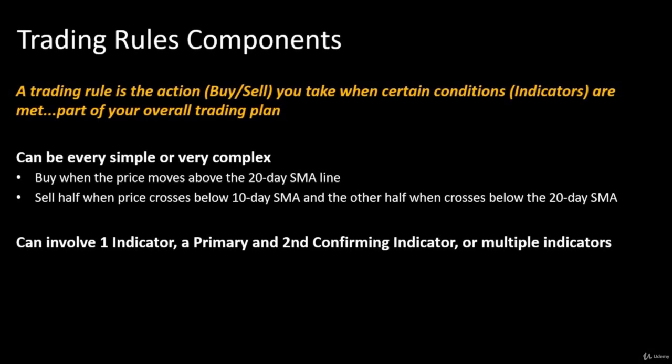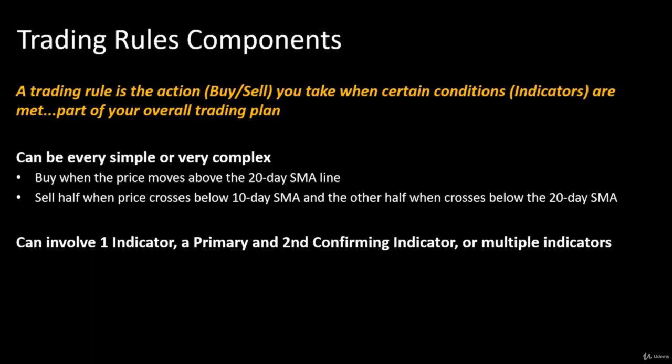Really, a trading rule is the action you're going to take, buy or sell, for example, when certain conditions, and that's your indicators, are met. It's part of your overall trading plan. These trading rules can be very simple or very complex. For example, let's say we're going to buy when the price moves above the 20-day simple moving average line, right? It's an easy indicator to understand.